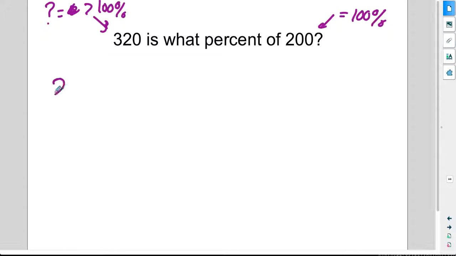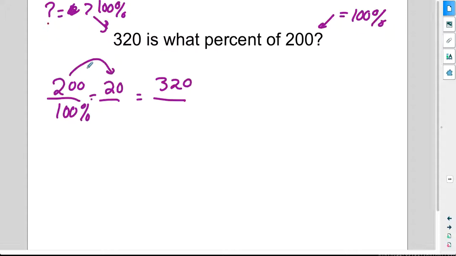So I do know that 200 is equal to 100%. I want to try to get to 320 since that's my value. So 200 and 320 actually have a common factor of 20. So I'm going to divide this by a factor of 10. So I know that 20 is 10% of 200. And to go from 20 to 320, that's increasing by a factor of 16.